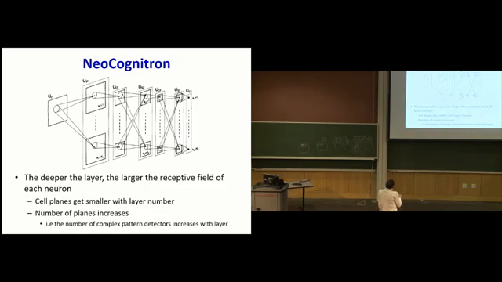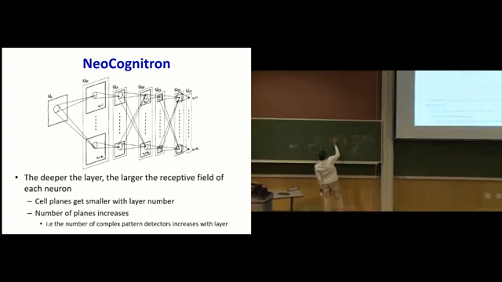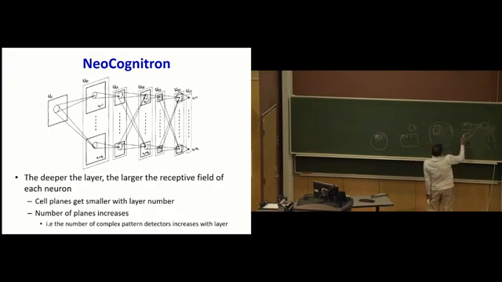First, you observe that as you go through the network, the receptive field of each neuron gets larger and larger. What do I mean by this? This neuron over here might be looking for an eye, so it's looking in this region, right? So all of these neurons are looking in this region.